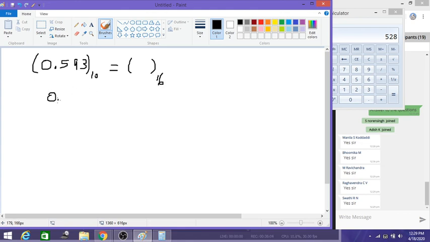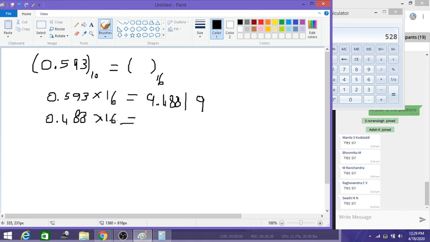We have to keep on multiplying this number by 16. So multiply this number by 16. Let us see what we get here. We'll get 9.488. Anything which is on the left of the decimal point, write down separately and omit it in the next calculation. So just take 0.488 and multiply it by 16. We will get 7.808. So then we will get this as 7. Likewise we can continue up to any number of decimal points here.